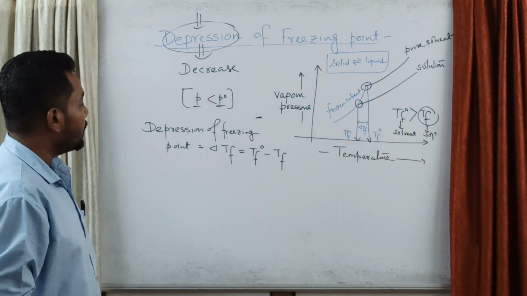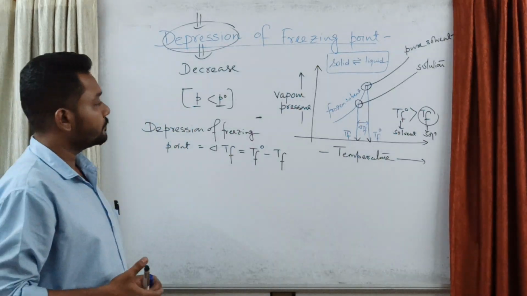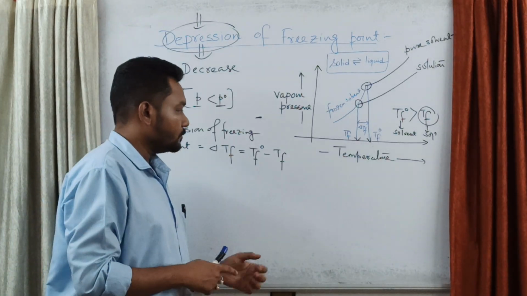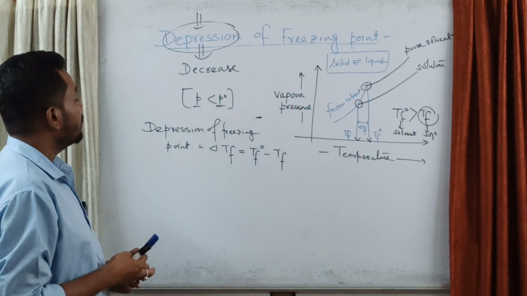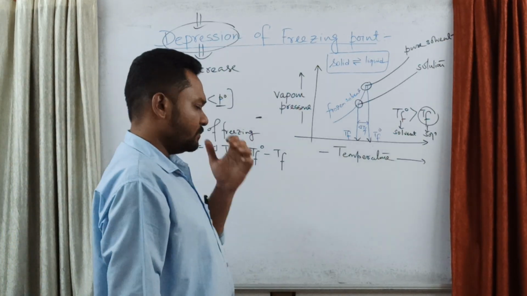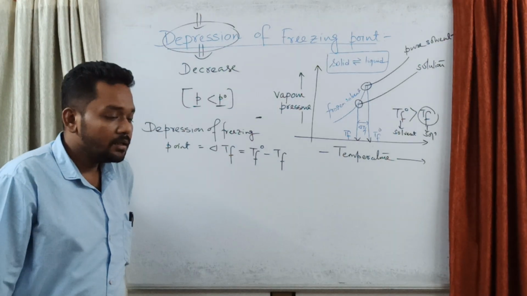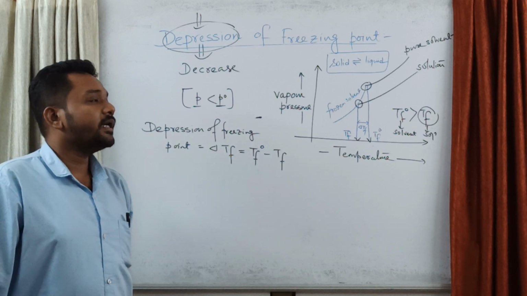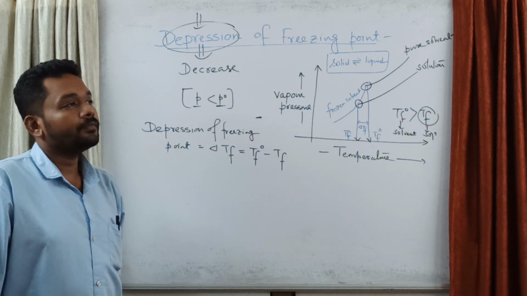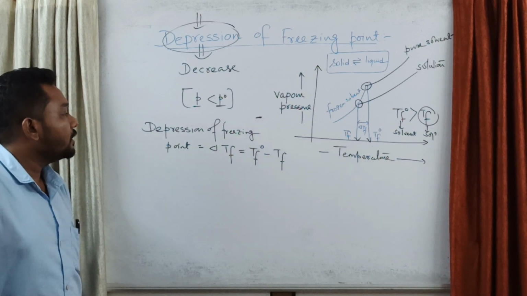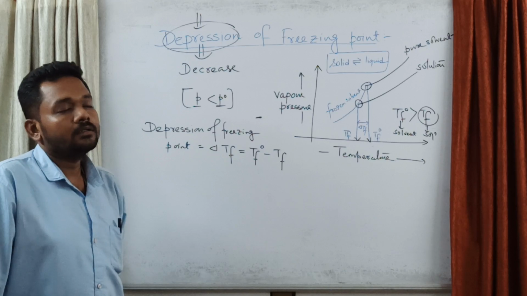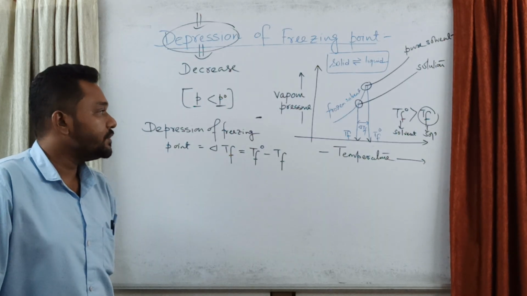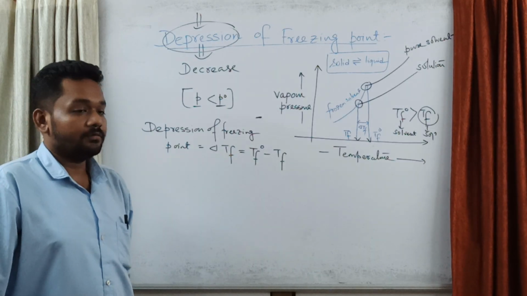So the depression of freezing point, delta Tf equals Tf0 minus Tf. After writing this, do a para and then again write: it is found that the depression of freezing point is directly proportional to the molality of the solution.